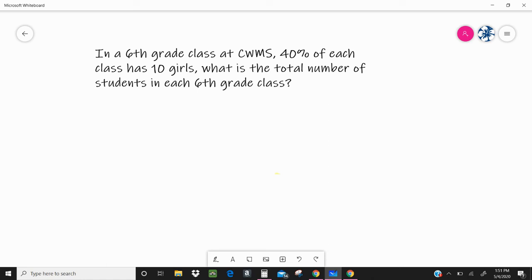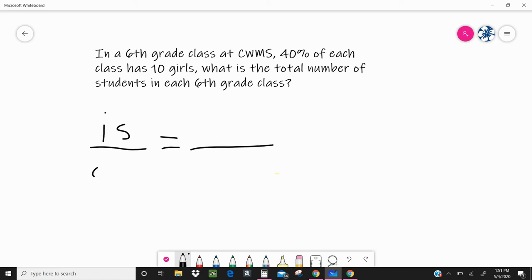In a sixth grade class at CWMS, 40% of each class has 10 girls. What is the total number of students in each sixth grade class? I'd say this is pretty accurate. If we were in school, we could actually look and see if this works. All right, so again, it's a word problem. Some of us are already having some anxiety over it, but have no fear. Let's decode this and make sure we can get it all worked in our pieces.